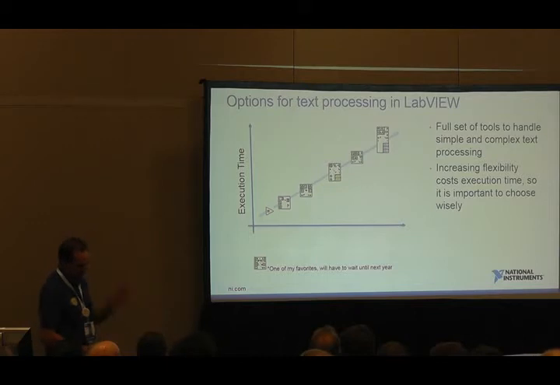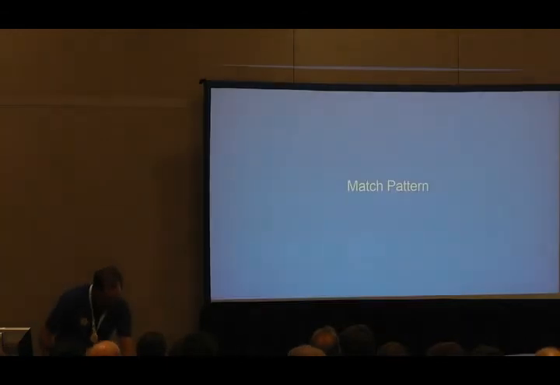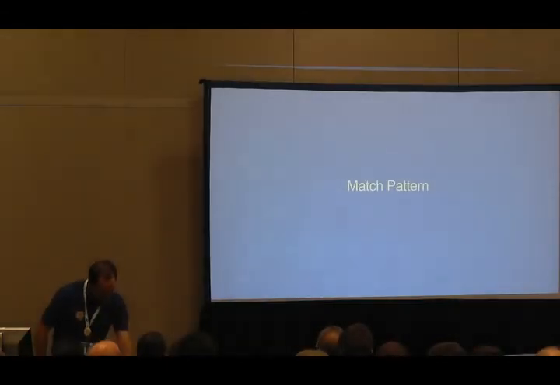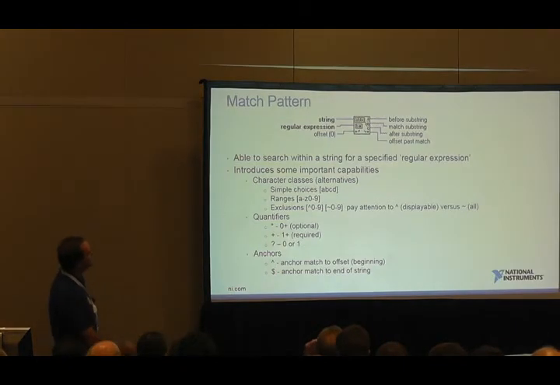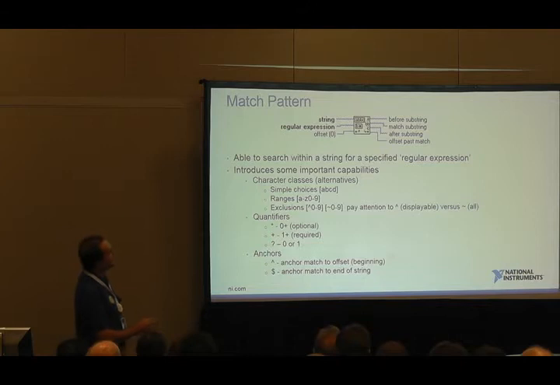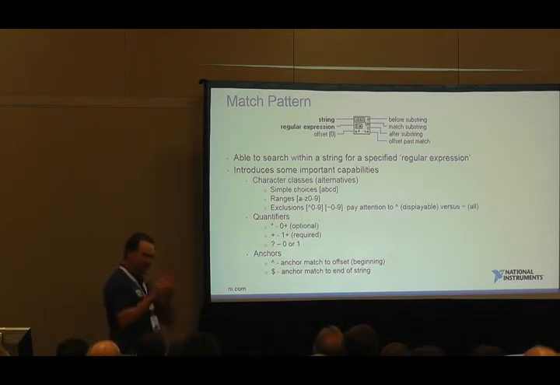So let's look at the first one on the list, and that's our old friend match pattern. We've all seen the help. There's not too much that goes on. You have an input string, you have what they call a regular expression, and you basically just get out three components: what's before, what's the match, what's after, including the offset. And so this does introduce some very important concepts.